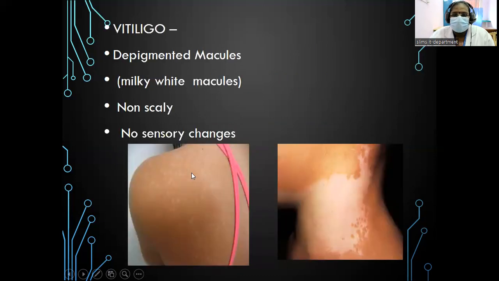This is the classical morphology of hypopigmented or achromic pityriasis versicolor. Among the differential diagnoses, one is vitiligo. This is a typical vitiligo patch. Here the patch is depigmented, whereas in pityriasis versicolor it is hypopigmented. In vitiligo there is also no scaling and no sensory loss.